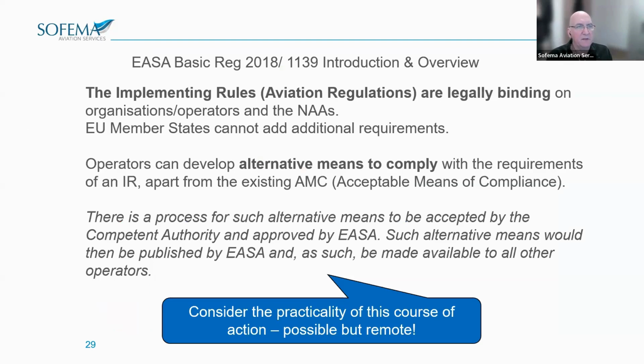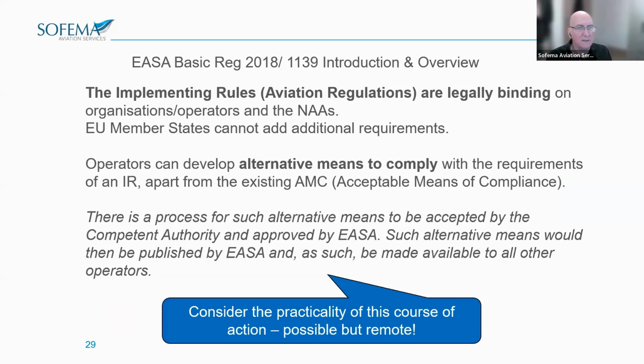So as we said, the implementing rules are legally binding on the organisations and on the national aviation authorities, and the EU member states can't add any additional requirements. Now, it is possible that operators and design organisations can develop alternate means to comply with the requirements of an implementing rule, apart from the published AMCs. So there is a process to do that.